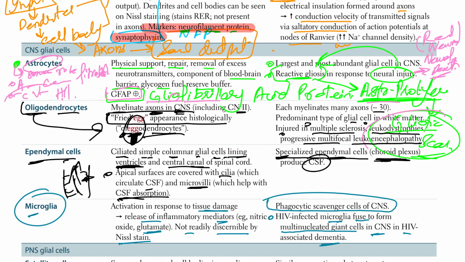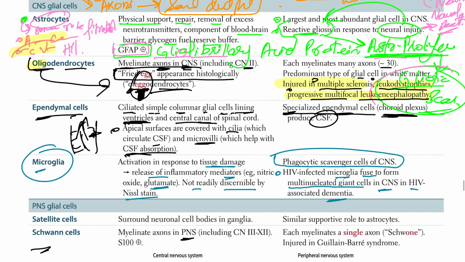is going to be: astrocyte is seen in JC virus and astrocytoma. Oligodendrocyte is seen in multiple sclerosis, if there's an injury, leukodystrophies, and progressive multifocal leukoencephalopathy, PML.